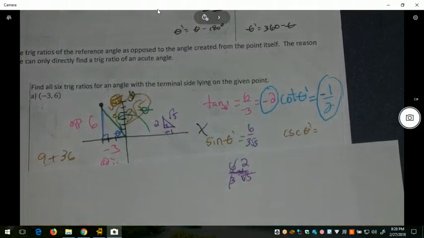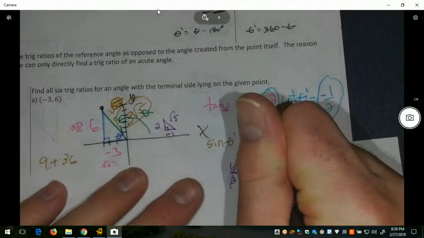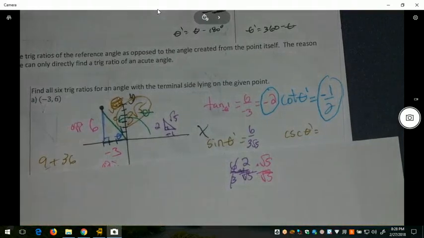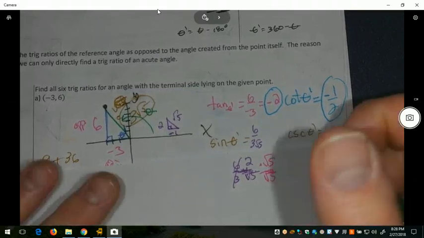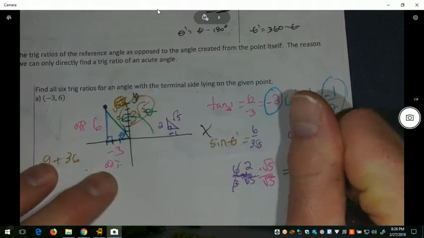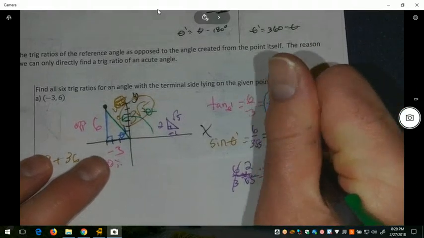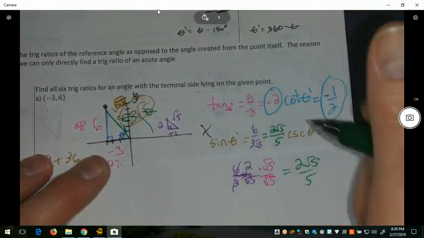But as you know, we can't leave a radical in the denominator, so we rationalize the denominator, going back to unit 2, going back to these algebra skills that we learned in the first semester. This gives us 2 square roots of 5 over 5. So my final answer for sine is 2 square roots of 5 over 5.